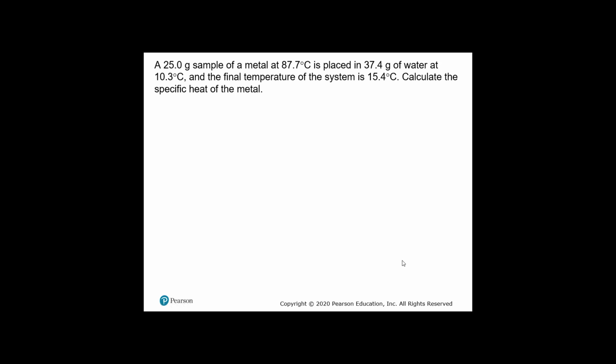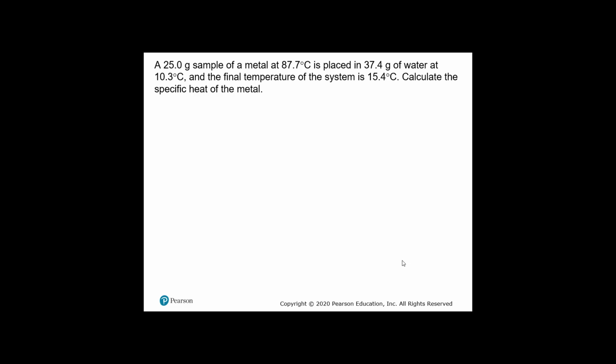All right, a 25 gram sample of a metal at 87.7 degrees Celsius is placed in 37.4 grams of water at 10.3 degrees Celsius, and the final temperature of the system is 15.4 degrees Celsius. Calculate the specific heat of the metal. This seems like a lot of information in just a few sentences, and it is. It's not that difficult though. You just need to first isolate which values go with the sample of metal and which values go with the water.